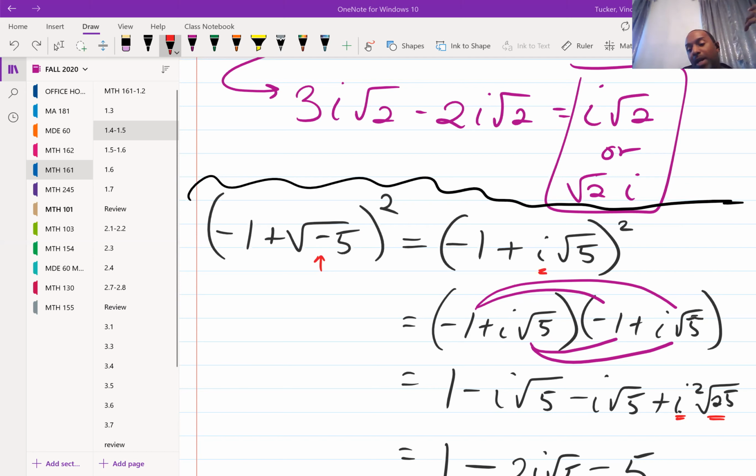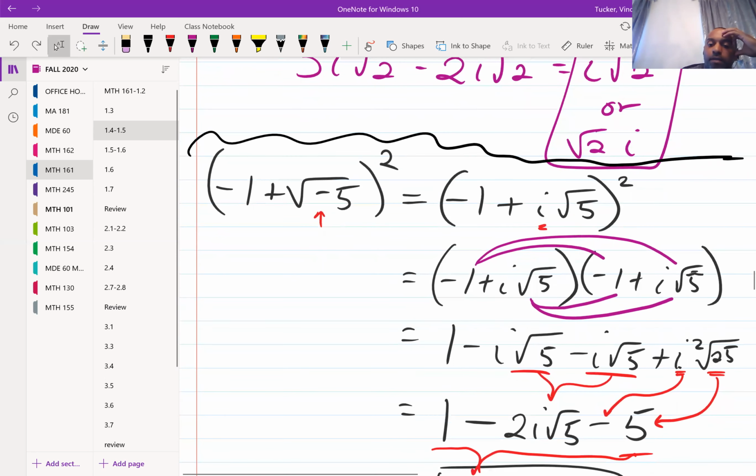All right, so now we want to combine like terms and simplify more if possible. So we have negative i√5 minus i√5, so that would be -2i√5. And then here, i squared, remember we already mentioned before, that's going to just simplify to -1. And then the square root of 25 is 5. And of course, we still have this 1 out here.